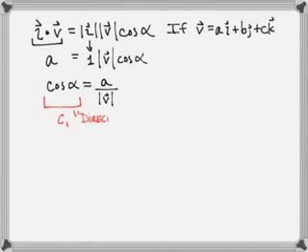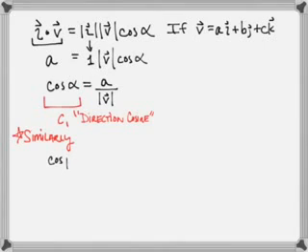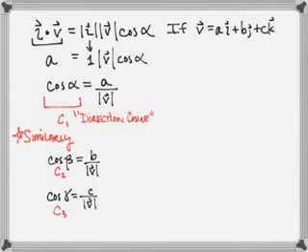We can do the same thing for beta and gamma, and we're left with cosine of beta is b over the magnitude of the vector, and cosine of gamma is c over the magnitude of the vector. So it might look scary, but it's really pretty easy. If we have our ordered triple, we find the magnitude of the vector and then take each piece of the ordered triple and divide by that magnitude. So we have the direction cosines C1, C2, C3 corresponding to cosine alpha, cosine beta, and cosine gamma.